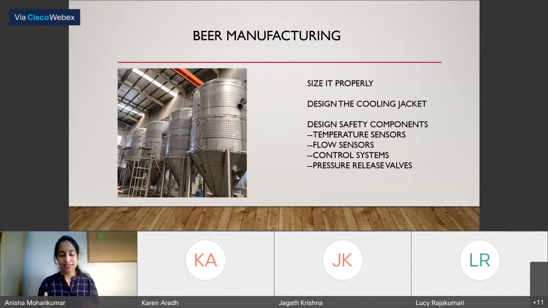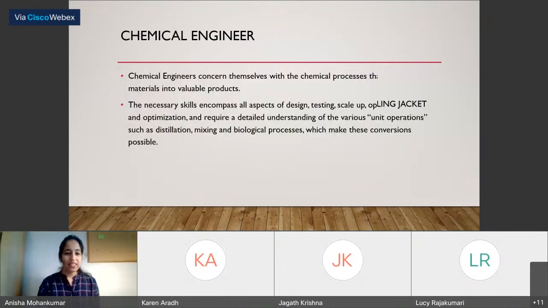But in the other sense, it is a very interesting field to work in. It's so nice to see something working when you have designed it yourself. It's a very wonderful field. So in summary, what does a chemical engineer do? They concern themselves with the processes that turn raw materials into valuable products.